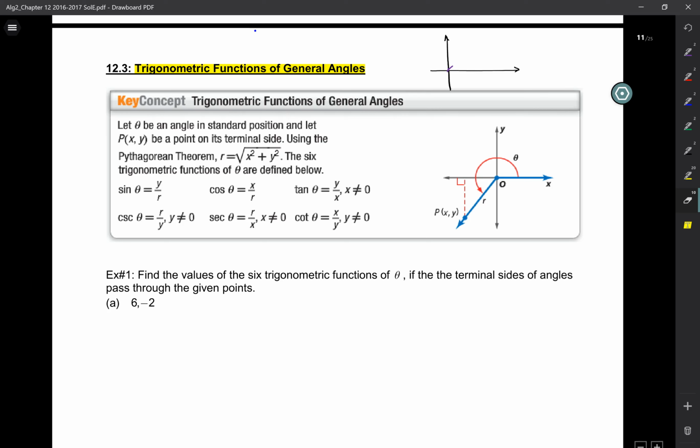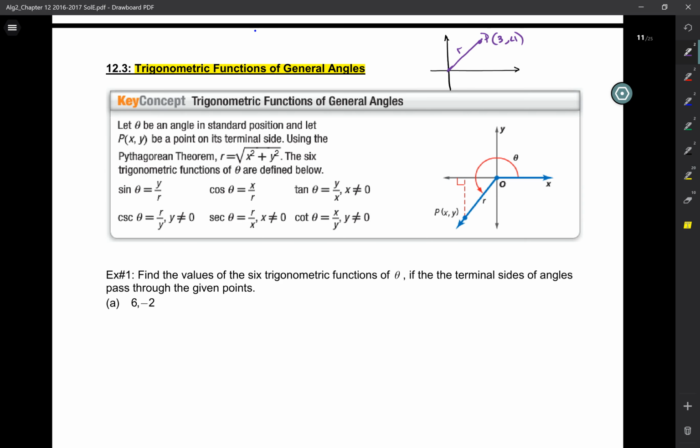We have a point right here, 3, 4, right? That's all I know. That is all I know. I draw a line connecting the origin to that point. That line is always called a radius, okay? That's just what it's called.